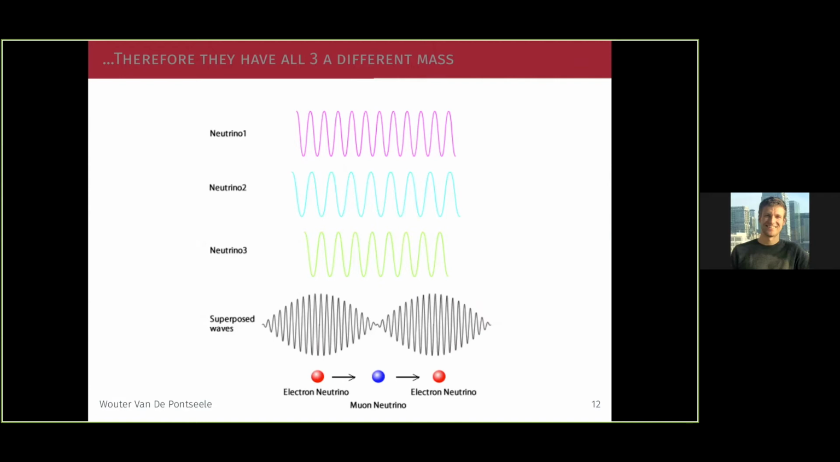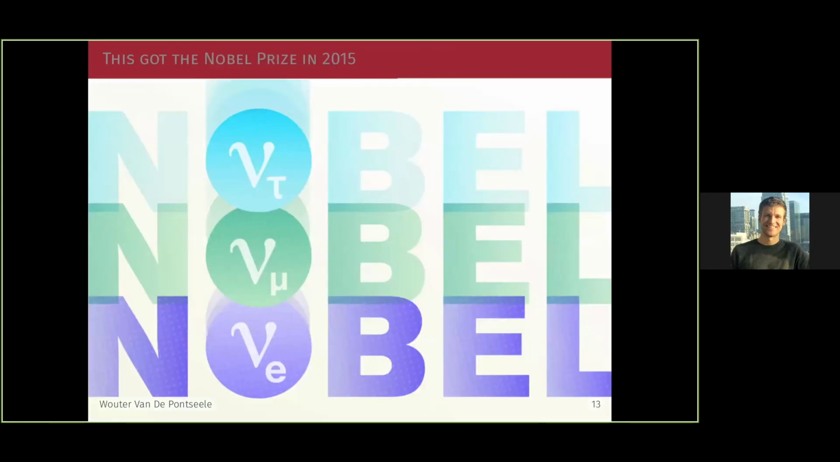And if you send out into the universe different neutrinos with different masses, depending on how they are traveling, in which direction, and how they connect to each other, at different places in the universe this might look like an electron neutrino, and then a muon neutrino again, and then an electron neutrino again. So this behavior is called neutrino oscillation, and it actually got a Nobel Prize in 2015.